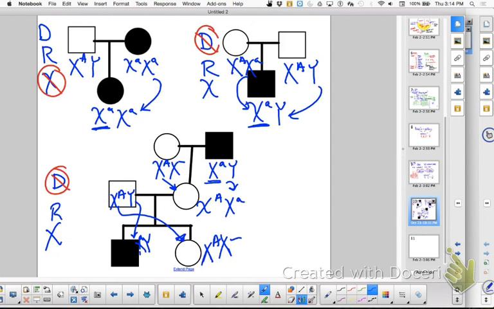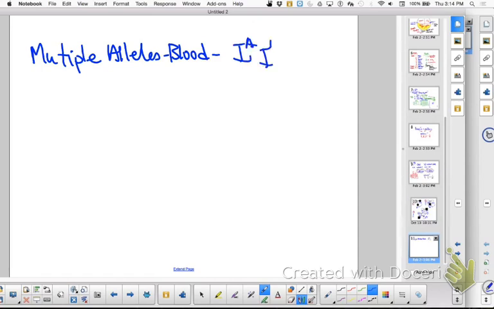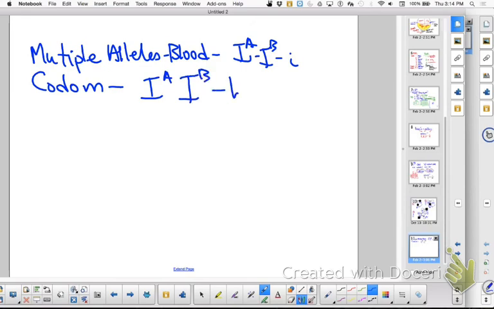Okay, the only other thing we didn't talk about, you need to know the difference between multiple alleles. A good example of multiple alleles is blood, things like big I^A, big I^B, little i. Those are multiple alleles. Codominance, that you see in blood type, is where both alleles are expressed.